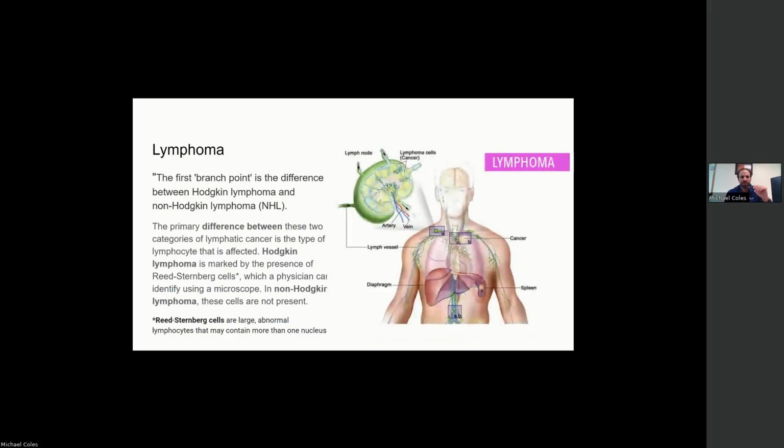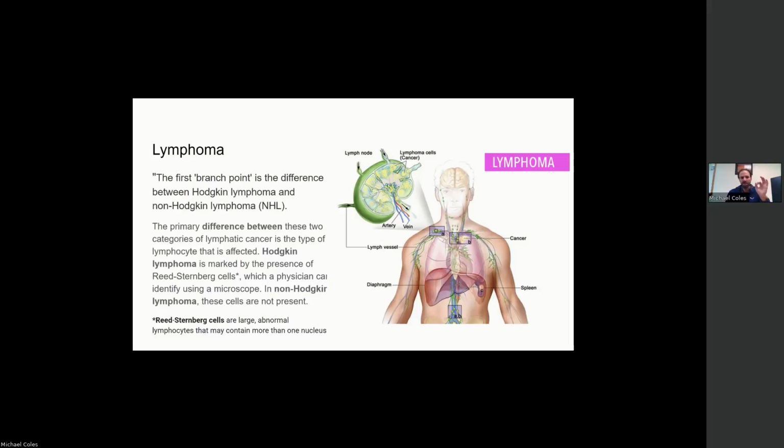Lymphoma. So you have Hodgkin's lymphoma and you have non-Hodgkin's lymphoma. The difference between the two is that Hodgkin lymphoma is marked by the presence of specific cells called Reed-Sternberg cells. You can see them under a microscope. Oh, there's a cell, so now it's in the category of Hodgkin lymphoma. And if you don't see these cells, then it's going to be non-Hodgkin lymphoma.